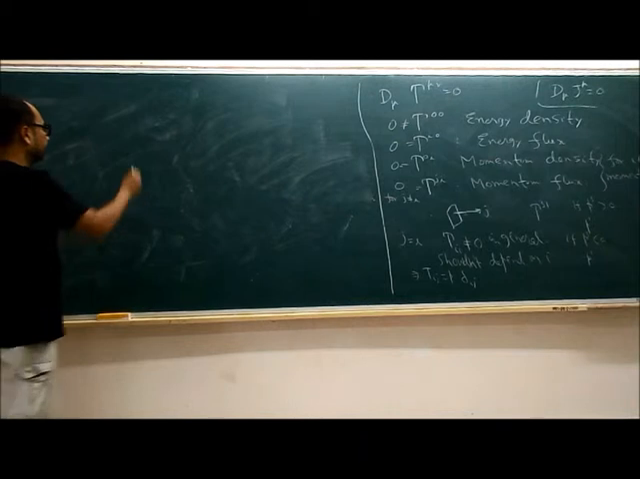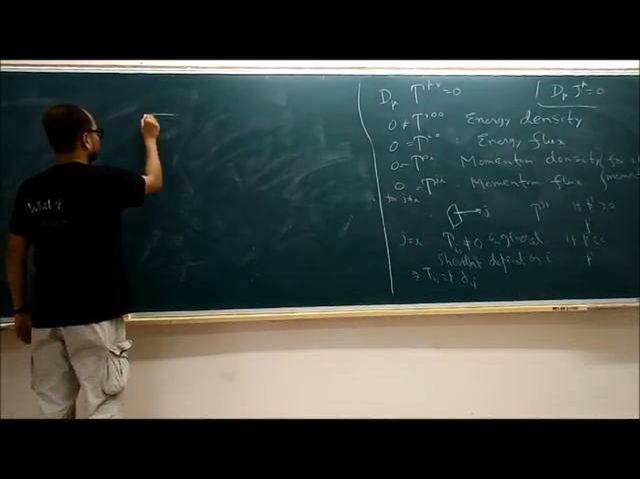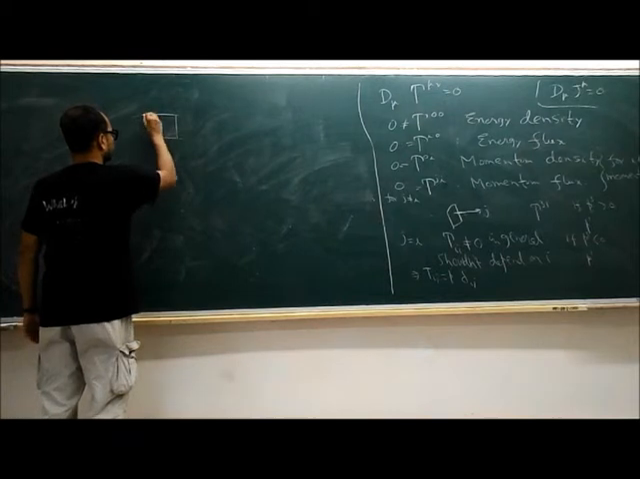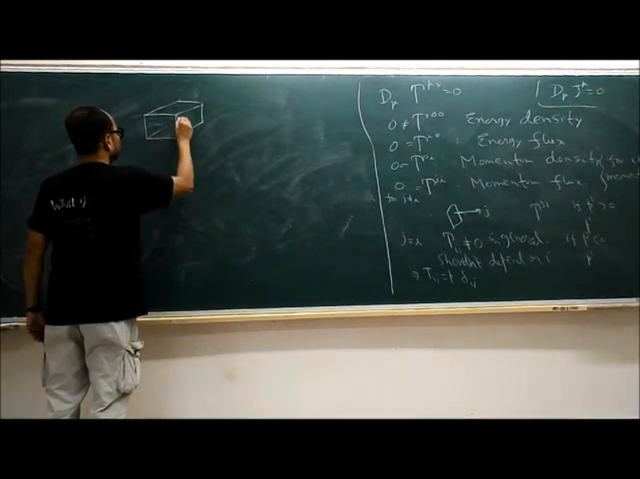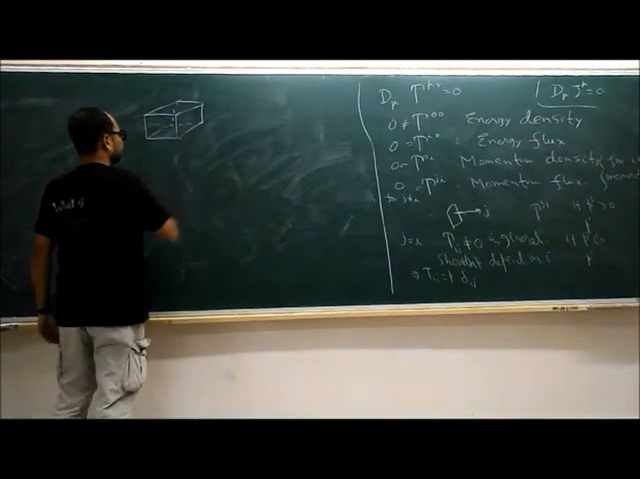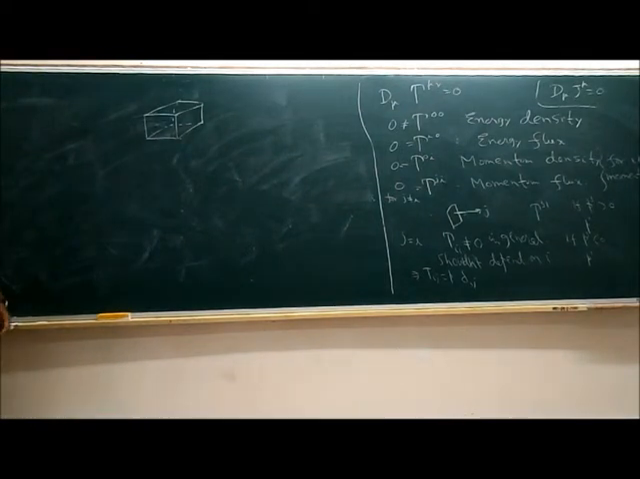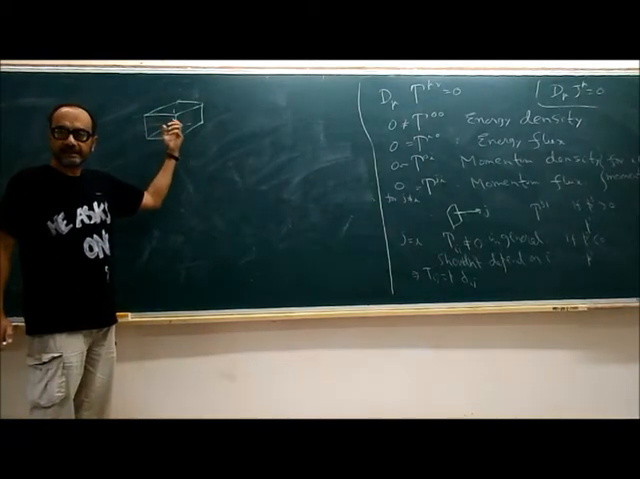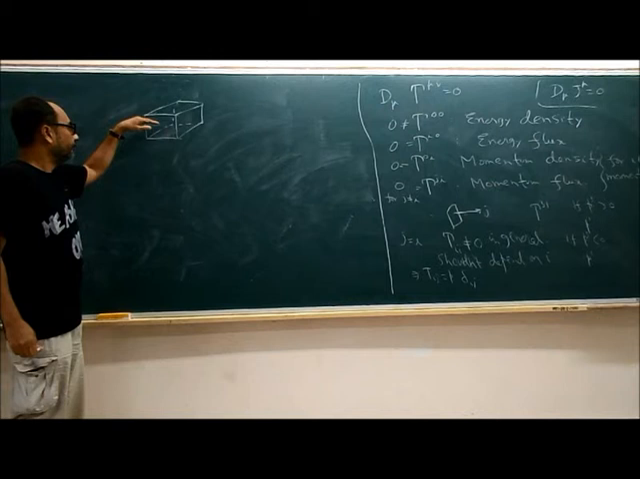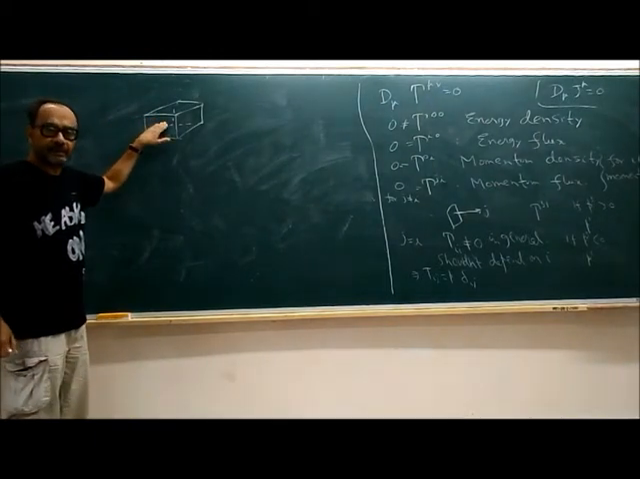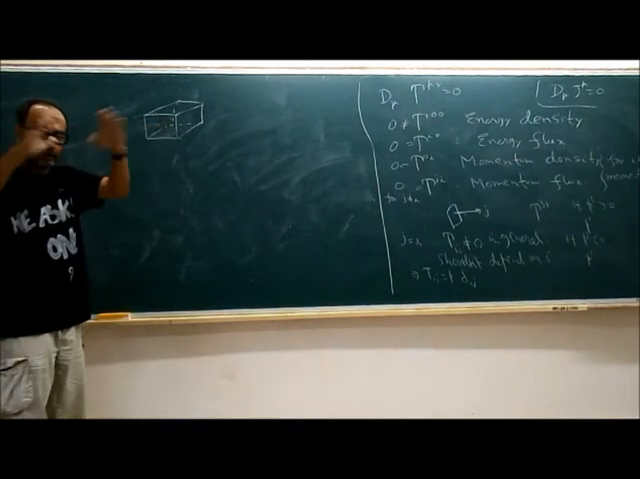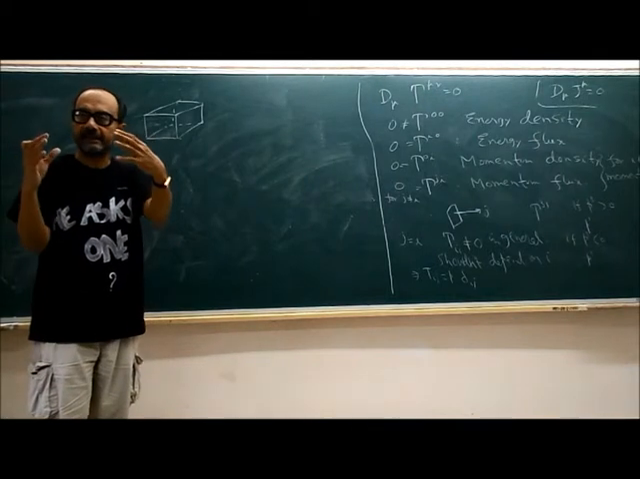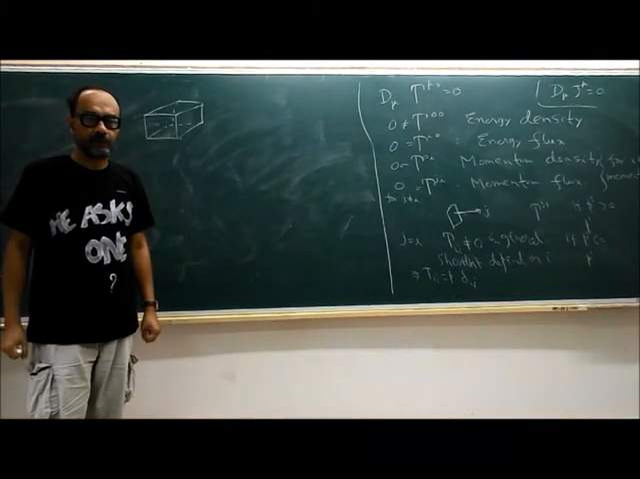Okay, now let's consider the following situation. Take a small cube inside the gas. So you have a gas with particles moving isotropically. Take a small cube inside the gas and exclude everything from the interior. Let's suppose the interior is vacuum. So you are putting a small cubical box inside the gas for which you are trying to calculate Tij.